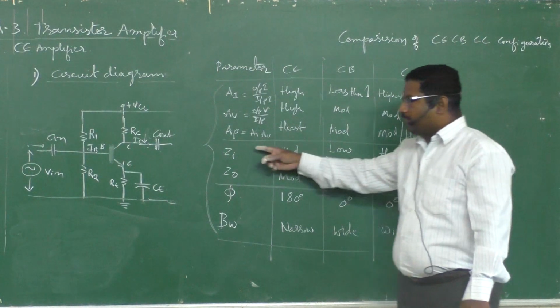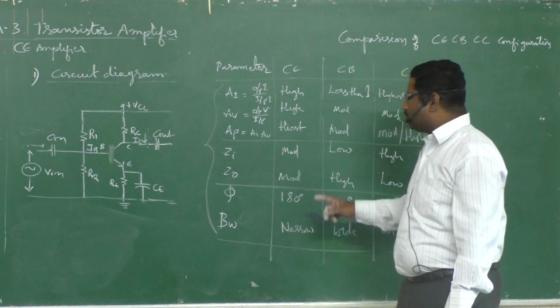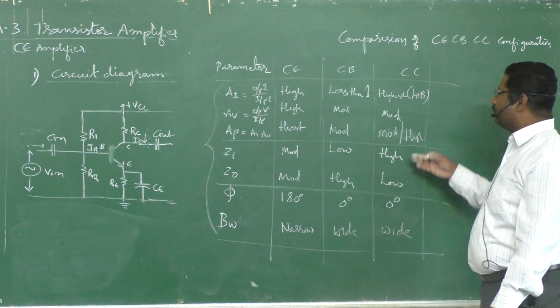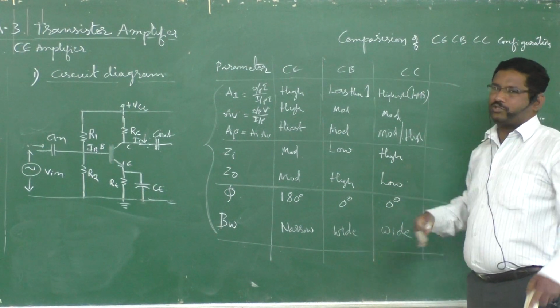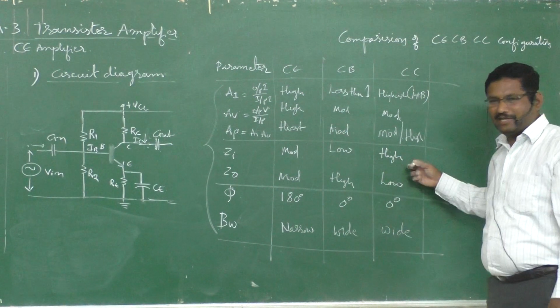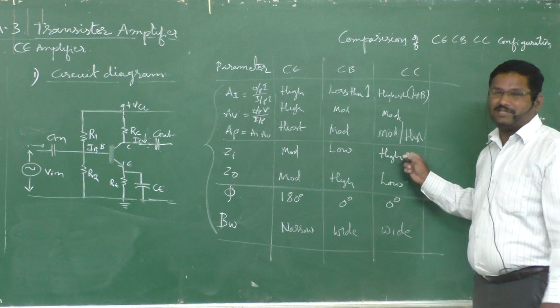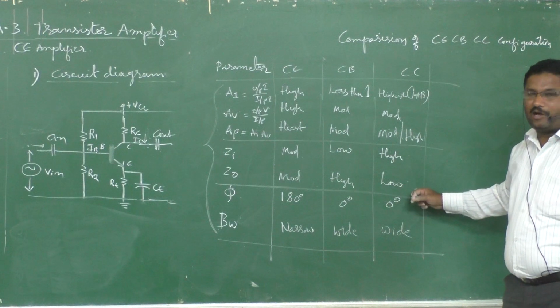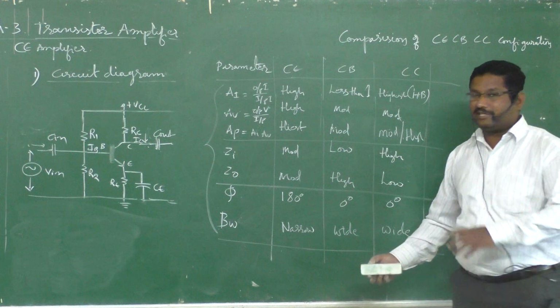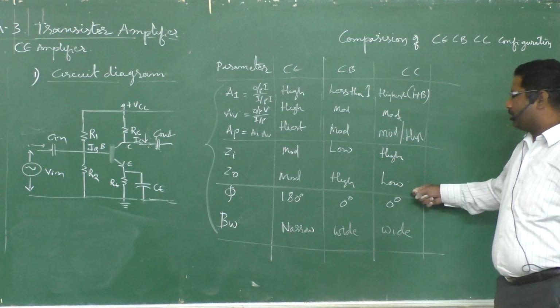Then we have input impedance and output impedance. While learning, I had told you common collector has the most self-respect. It will not accept any current from anyone, so it has the highest input impedance. And the lowest output impedance is low, which means it is generously giving current. It is helping others. That's why output impedance is low.